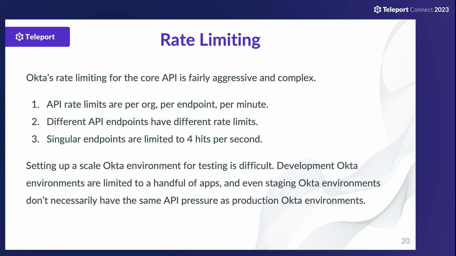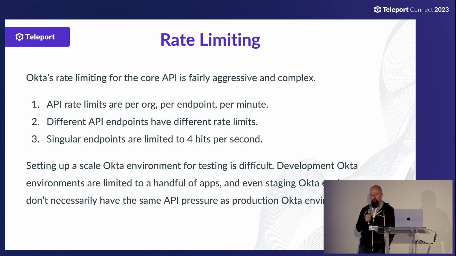But I'd say the central challenge here is Okta's rate limiting. I kind of assumed that 16 years into my career, I would know how to handle Okta rate limiting, or just API rate limiting, fairly well. But Okta's rate limiting is fairly aggressive. API rate limits are per org, per endpoint, per minute. So any Okta organization, if you're hitting a particular endpoint from one service, that takes up the resources that another service could use. And it makes things very difficult to navigate.